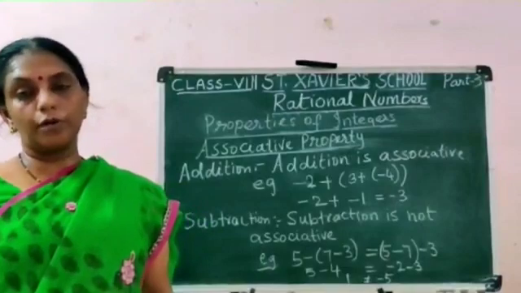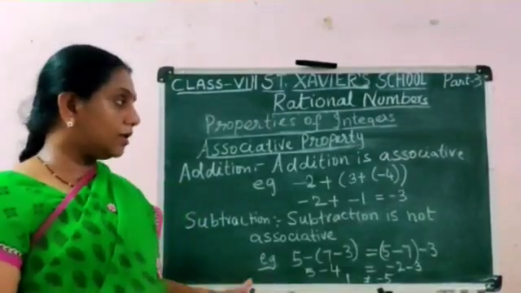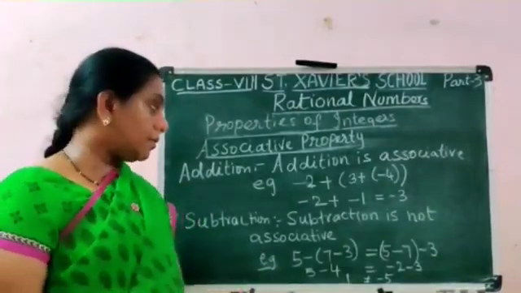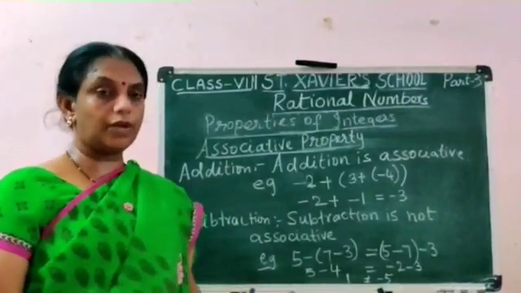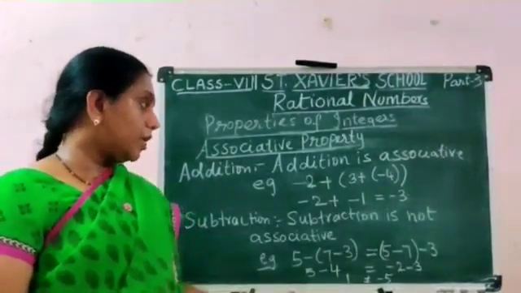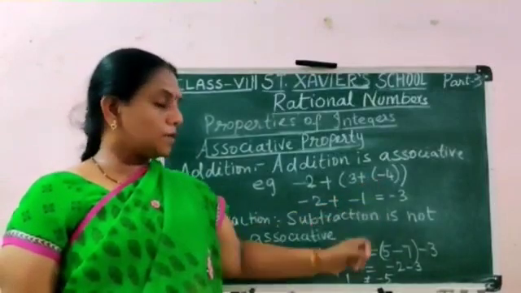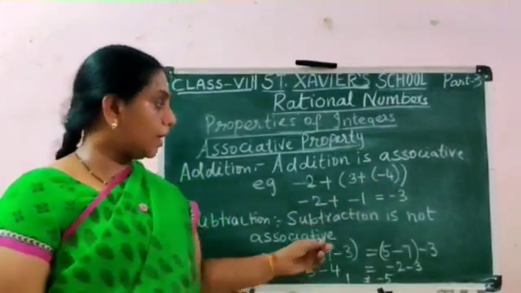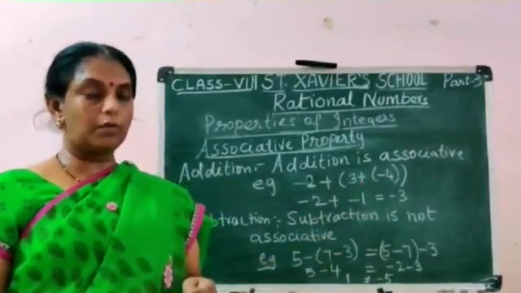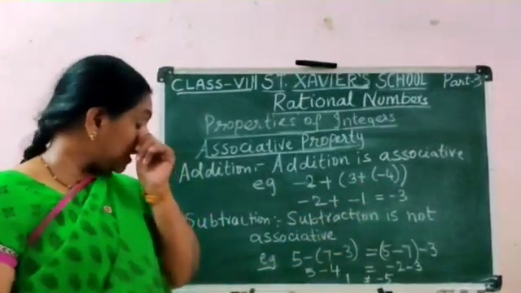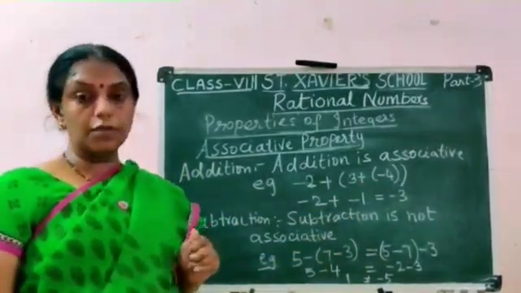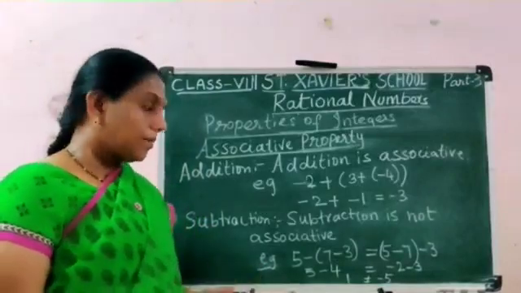The associative property for integers. Addition is associative. Example is minus 2 plus of 3 plus of minus 4. So minus 2 plus 3 into plus into minus is minus. So 3 minus 4 will become minus 1. So minus 2 minus 1 will become minus 3. So therefore addition is associative for integers.